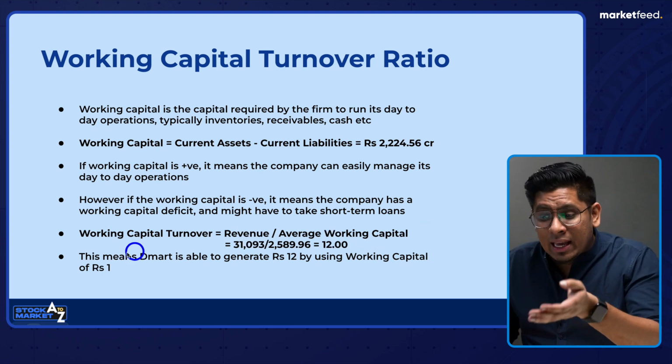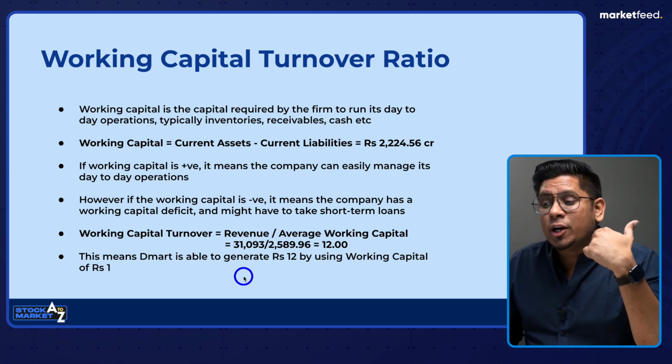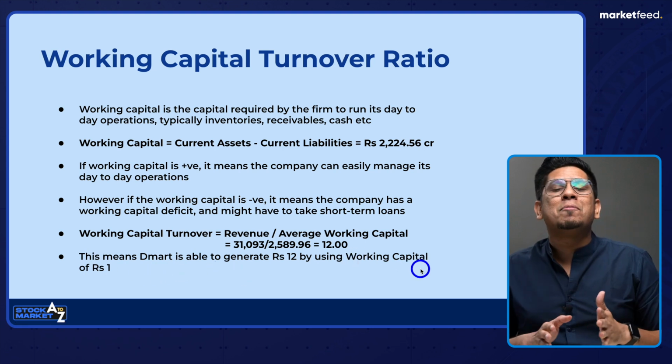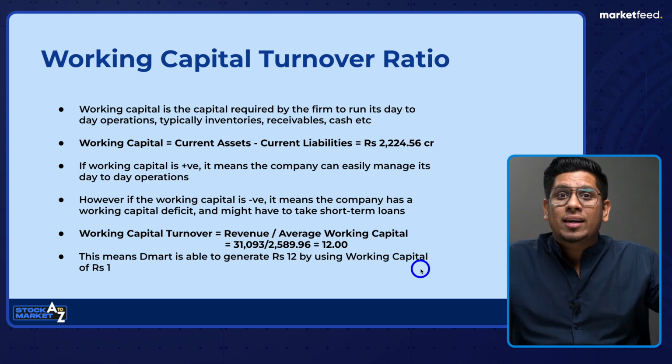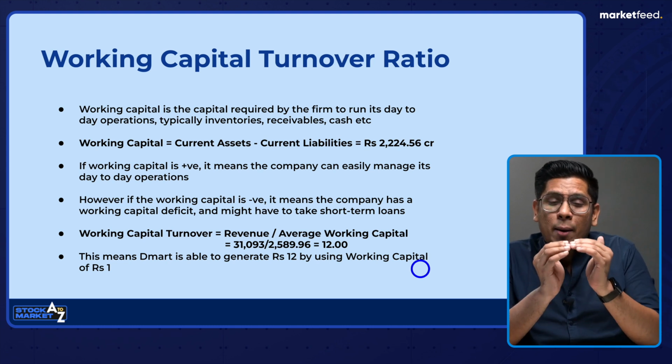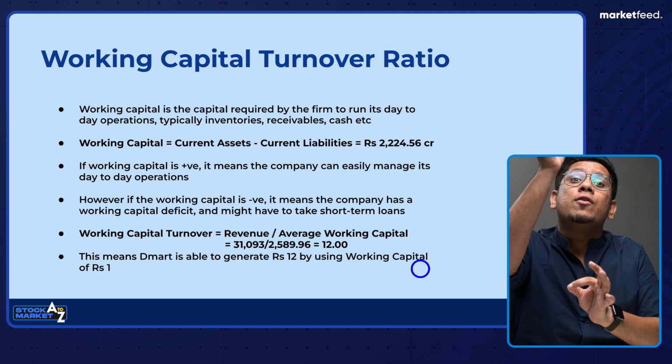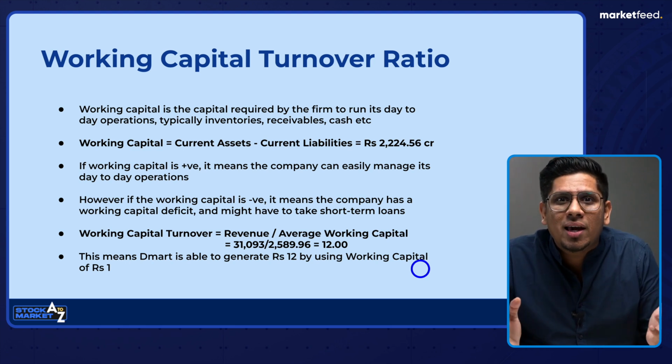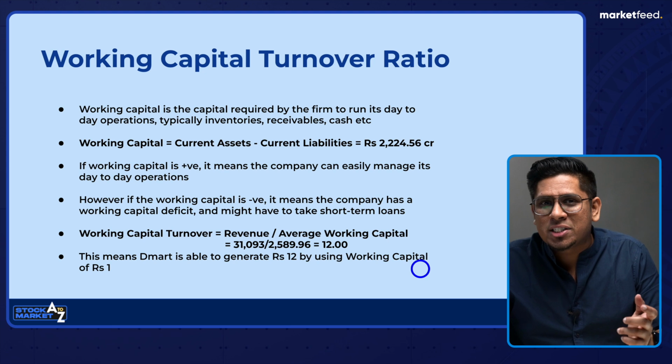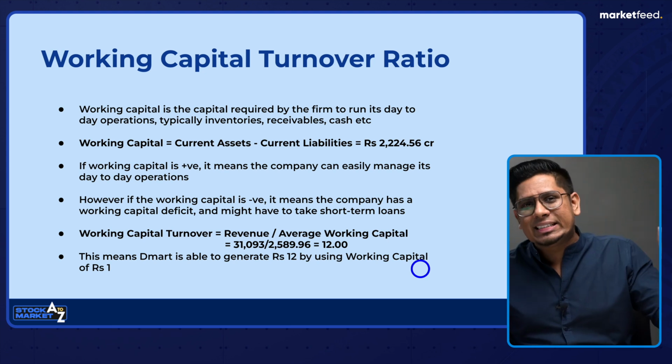Now, what does this mean? This means that Dmart is able to generate rupees 12 by using working capital of rupees 1. If they can manage a working capital of just rupees 1, they can generate revenue worth rupees 12 with that. Amazing. The higher the ratio, the more efficient the company. The lower the ratio, the less efficient the company.